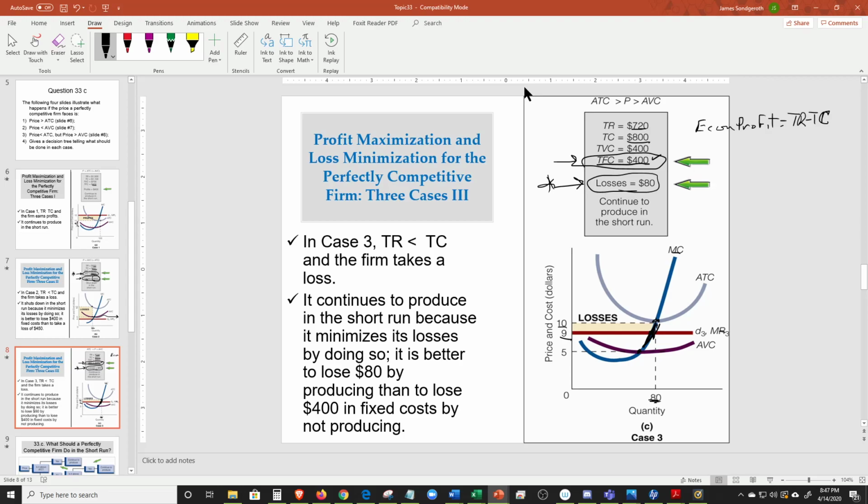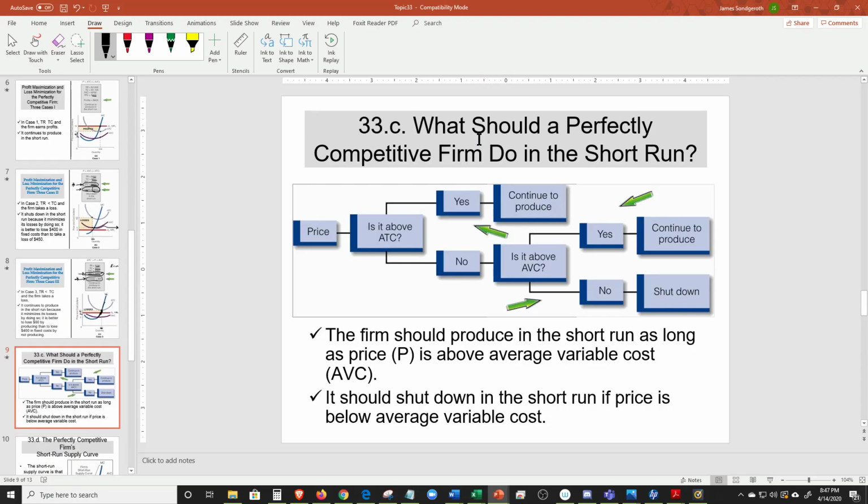Okay. And above it, it's making a profit. It's losing money here. Below the average variable cost, it's losing so much money it won't even stay open. So now we reach the decision matrix and we take a look at the price determined by the market in a competitive industry. And we ask, is it above the average total cost? And it could be yes or no. If it's yes, well, obviously we continue to produce because we're making profits. So profits are greater than zero if it's above.